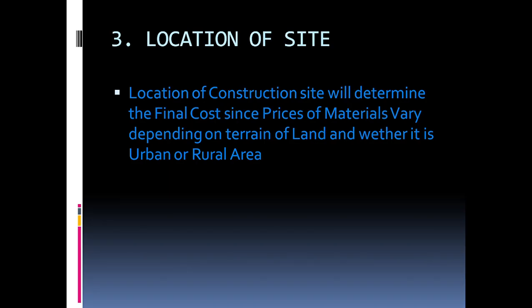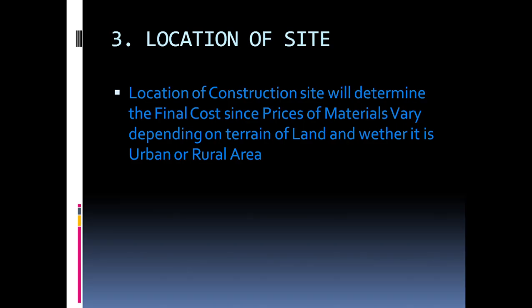Reason number one is availability of the materials. Most of the natural materials like sand, building stones and timber are readily available in rural areas compared to urban areas. Also, the cost of transportation of these materials will be cheaper because the distance is smaller.